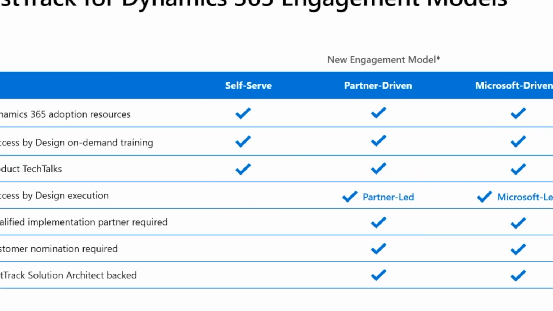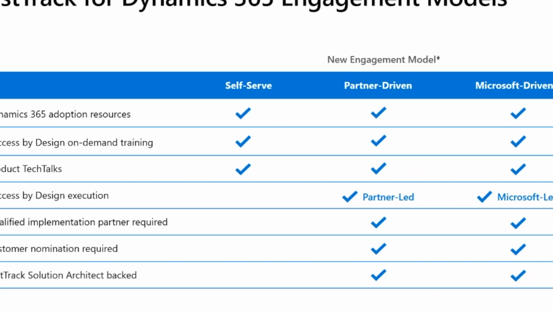We will be unifying the engagement for both CE and F&O consistently across the whole Dynamics 365 FastTrack program. Previously, CE had a nomination process and finance operations apps did not. Now and going forward, all projects that wish to benefit from the FastTrack engagement will have to be nominated, either by the Microsoft field or by the partner.